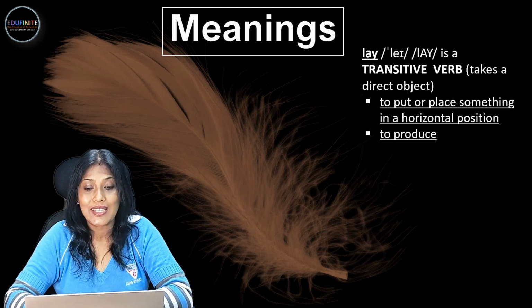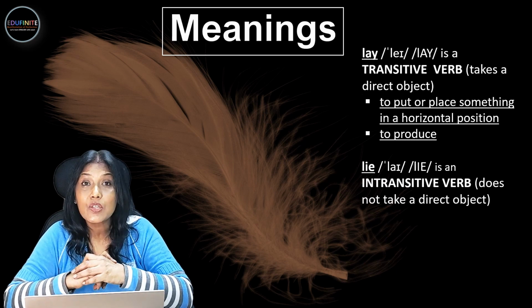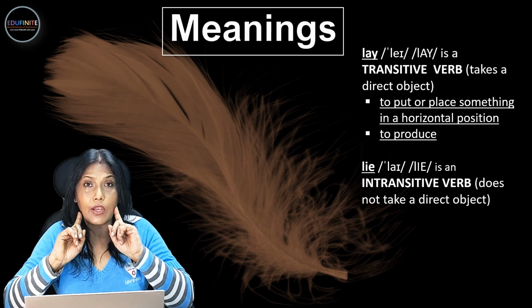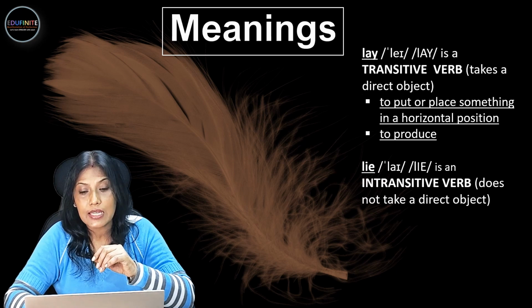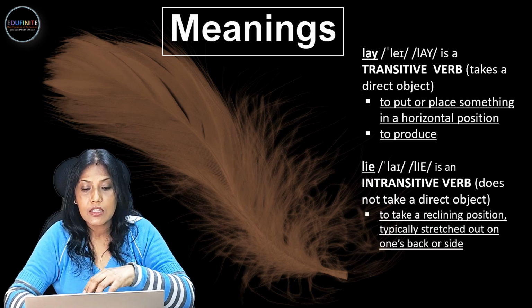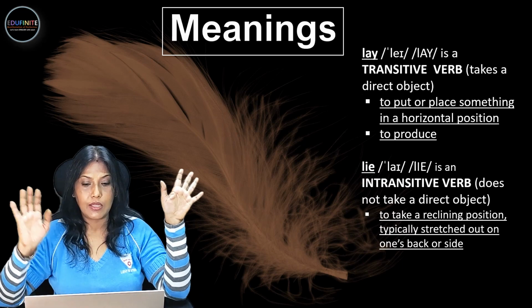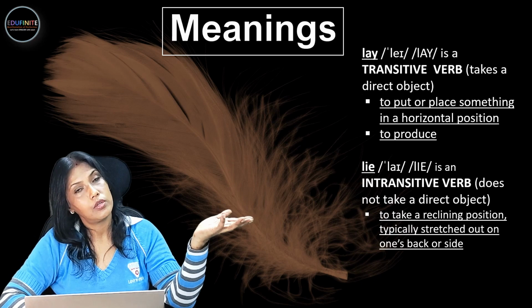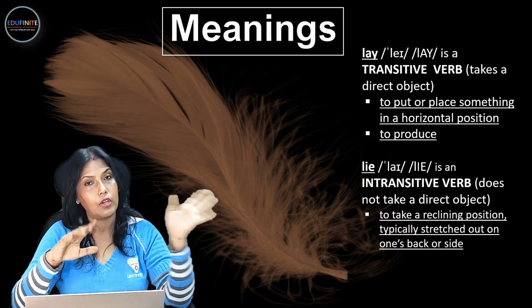Now the word lie. This is an intransitive verb. That means it will not take any direct object. And what does it mean? It means to take a reclining position, typically stretched on one's back or one's side. You can be stretched on your back or on your side.